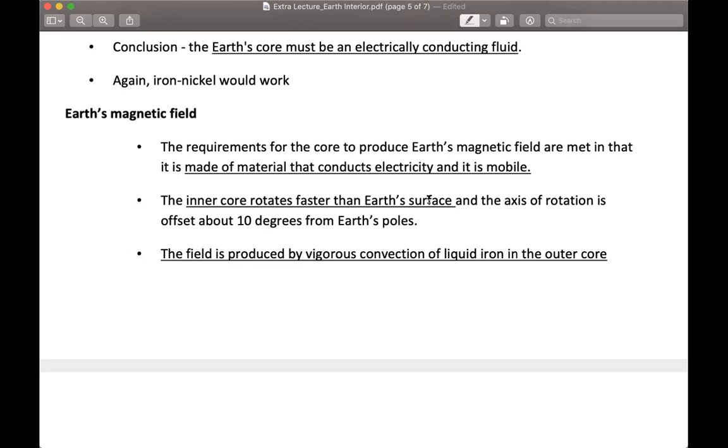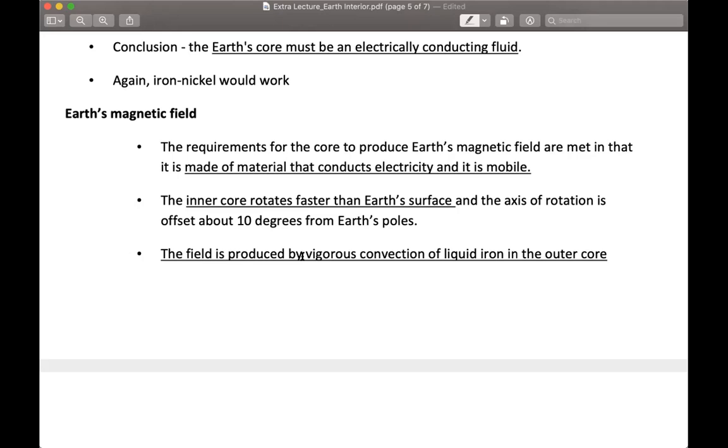That means there are two rotations in the Earth. The normal outer region rotates at a slower velocity than the Earth's core, right? So it's very rapid. It's very fast.